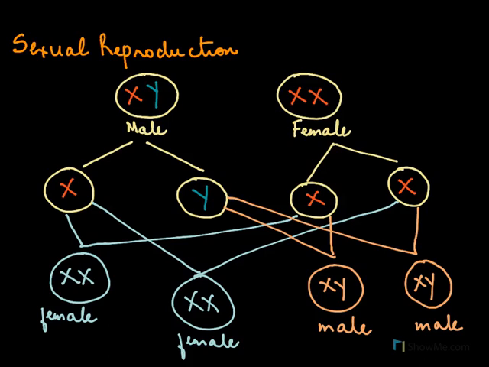So what are the chances of getting a female and a male child? So female and male, 2:2, which means 1:1. So it's 50% chances to get a male or a female, equal chances to have a male child or a female child.